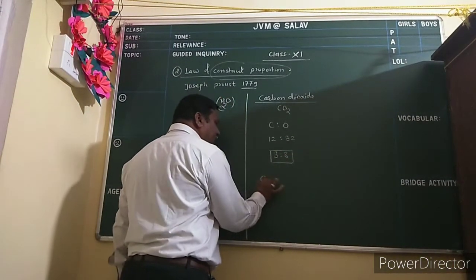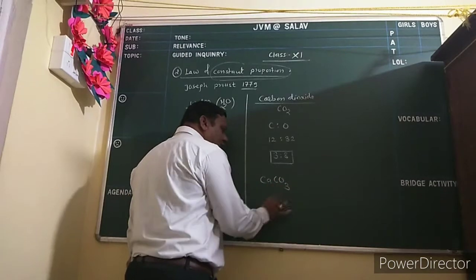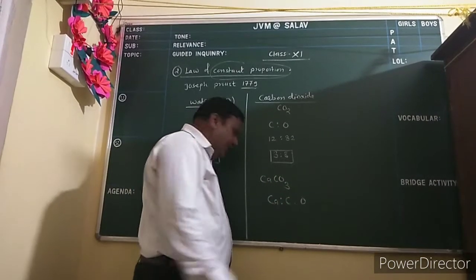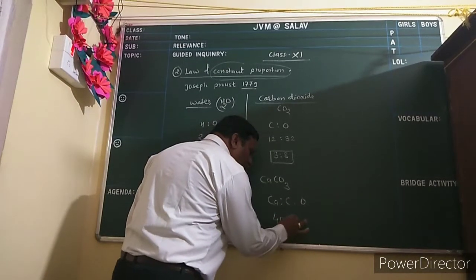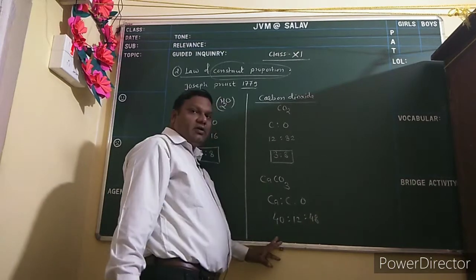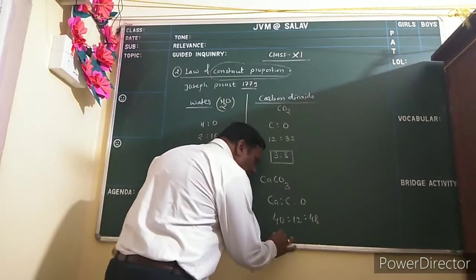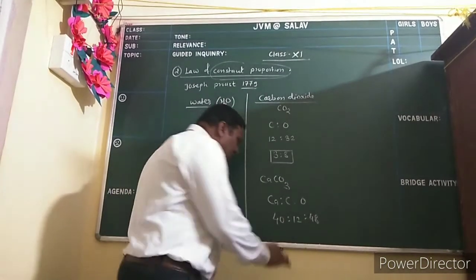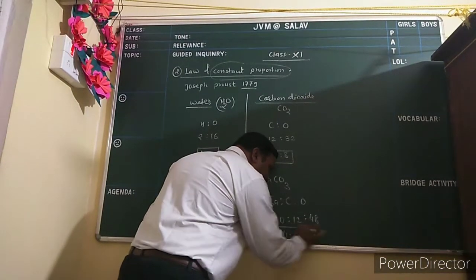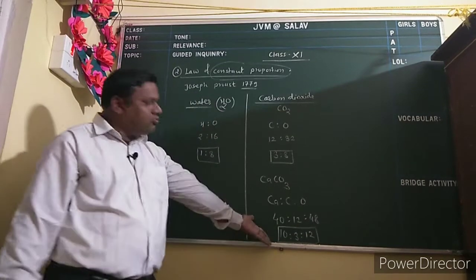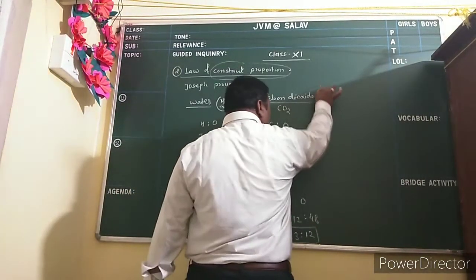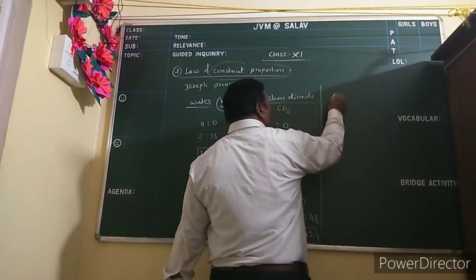Then we take calcium carbonate. In calcium carbonate, calcium to carbon to oxygen is 40 to 12 to 48. You know how it is 48? Because there are 3 oxygen. So what will be its simple ratio? 10 to 3 to 12. Which is the common term here? 4 is common. Okay. Then we take another example, ammonia.